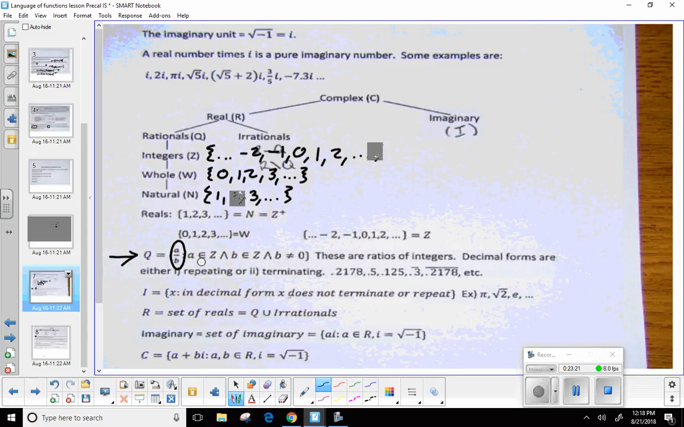What does that curvy E mean? Belongs to, is a member of. Z, the integers. Is that and or? And, okay, B belongs to the integers, and B can't be 0. Yeah, that makes sense, because what's the one thing you can never divide by? 0. It's undefined, so we have to have that restriction.